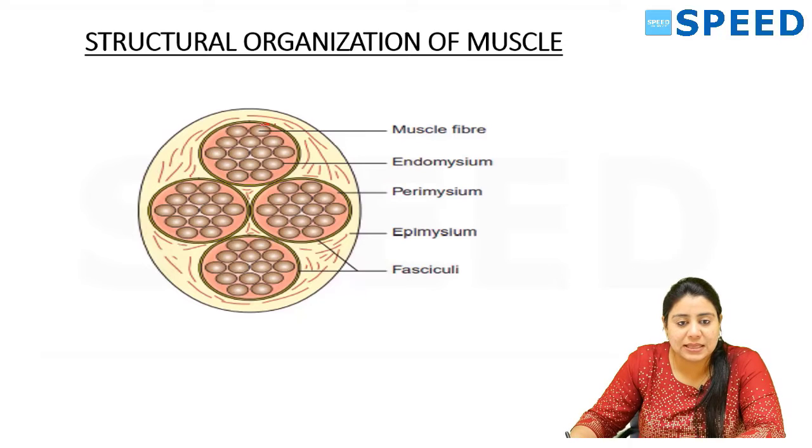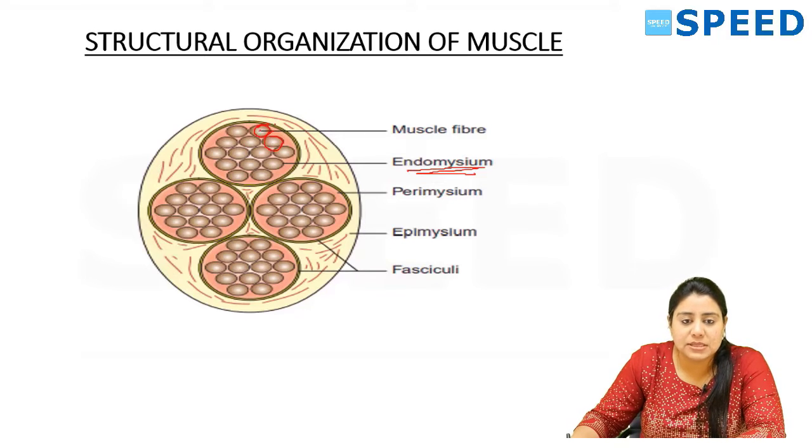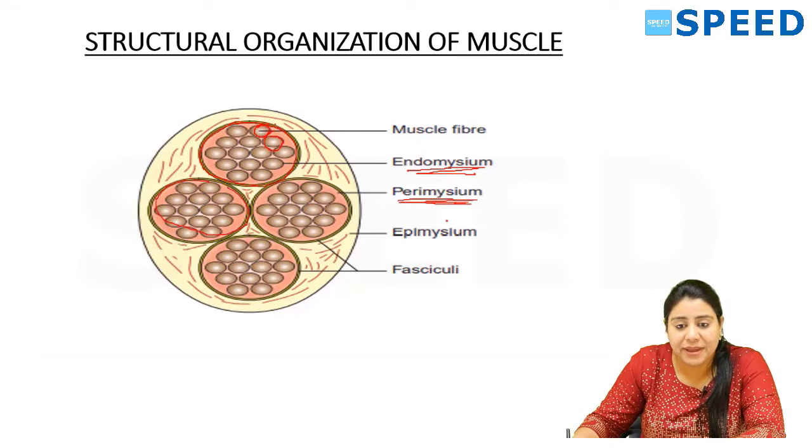So we can see that these are the individual muscle fibers, each with a connective tissue sheath of endomysium. Multiple muscle fibers come together to form a muscle fasciculus. This muscle fasciculus has a connective tissue sheath of perimysium. And multiple fasciculi come together to form the muscle belly, and the entire muscle belly has a connective tissue sheath of epimysium.